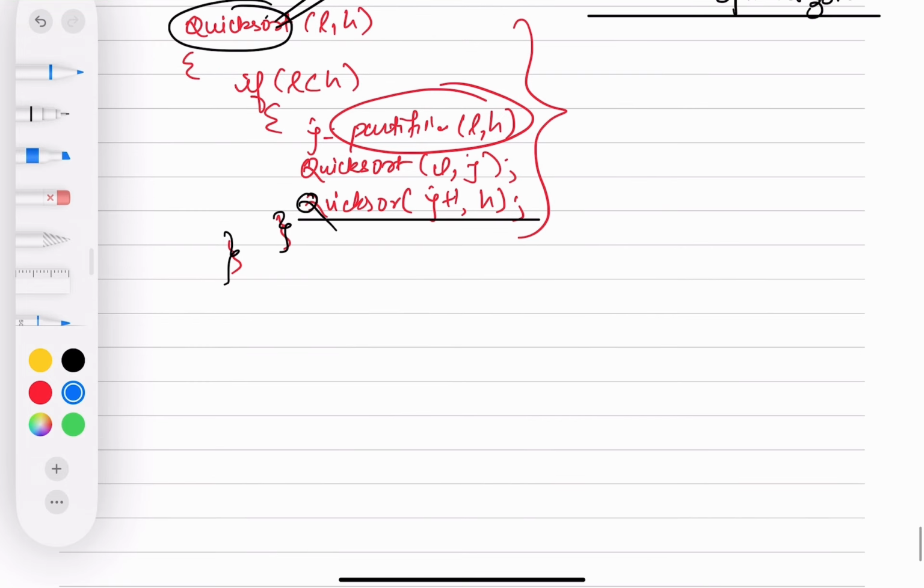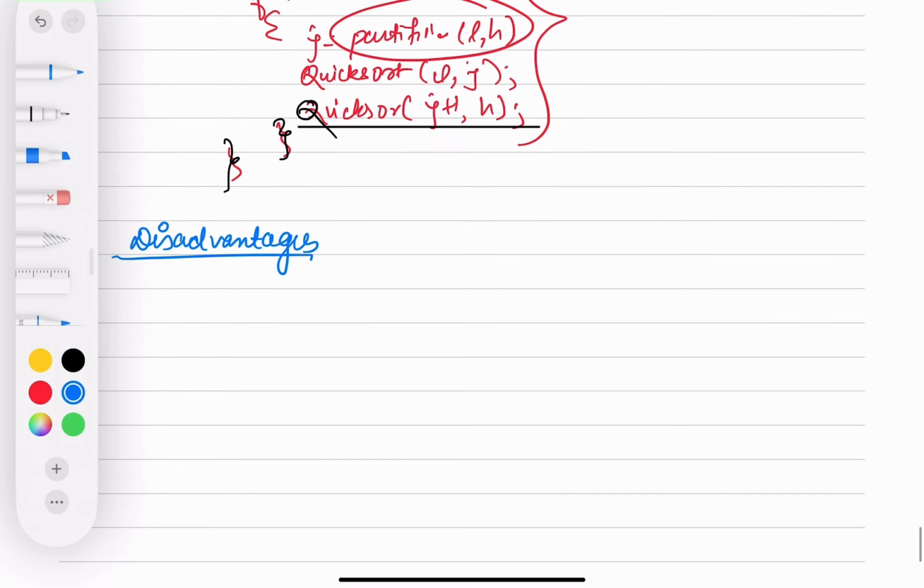Now let's discuss some of the disadvantages. Some of the disadvantages are related to the worst cases, right? So you can write that it has a worst case time complexity of O of n square, when we choose the pivot element as the largest element or the smallest element.